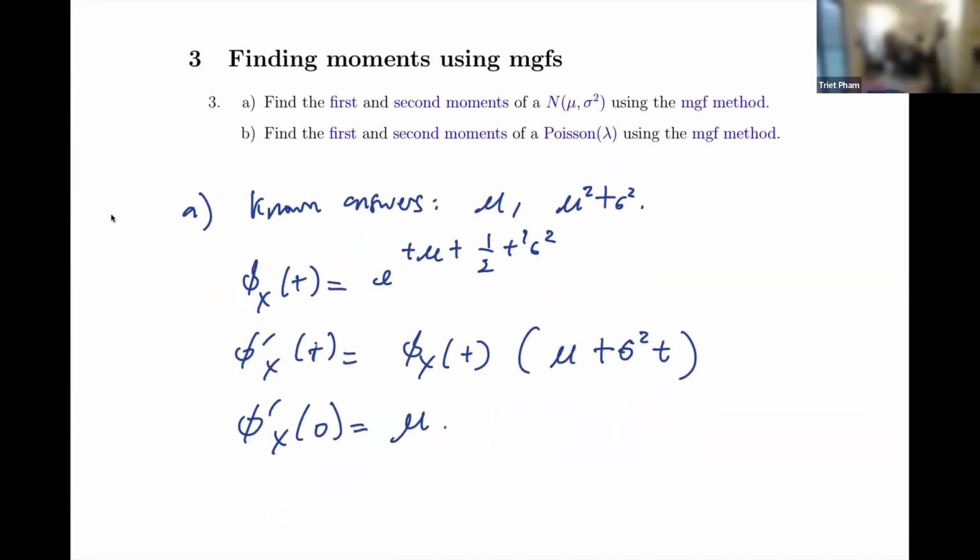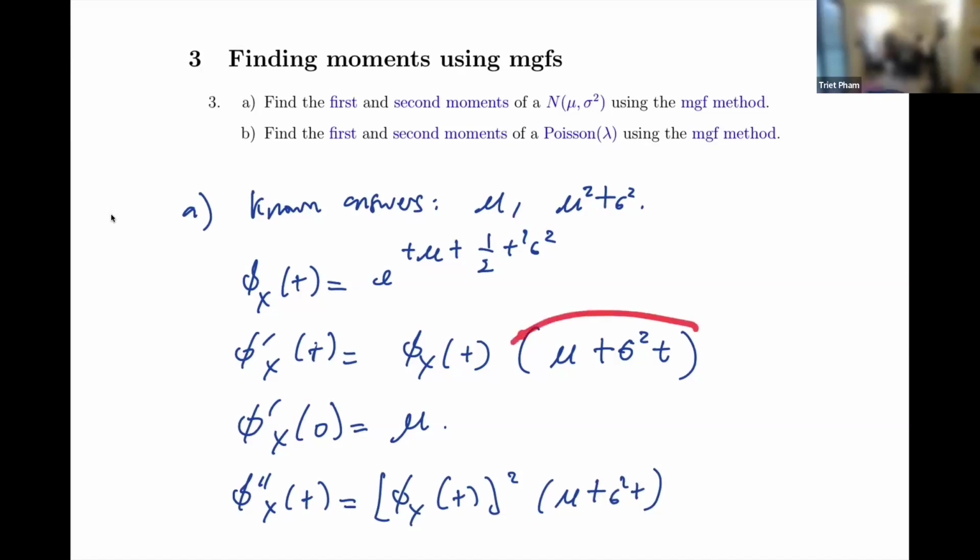Now, to find phi double prime, we have to differentiate this. But differentiating this is actually this answer, so it's going to become phi sub x of t squared times mu plus sigma squared t. That's differentiating phi x. And then differentiating this gives you sigma squared.